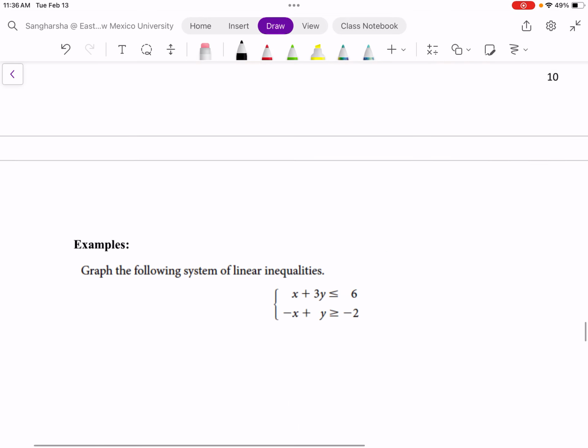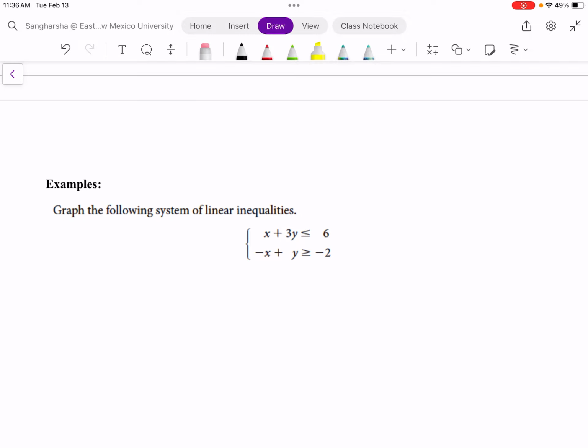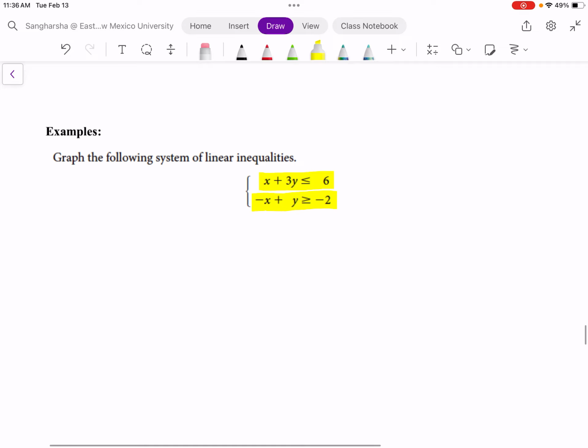So here we have this inequality, x plus 3y less than equals to 6. This is one inequality. We have negative x plus y greater than equals to negative 2. So we have two inequality, and if we have two or more than two inequality, that is a system of inequality. Now we try to solve or graph this system of linear inequality. Let's take one by one. So we take the first inequality, x plus 3y less than equals to 6.